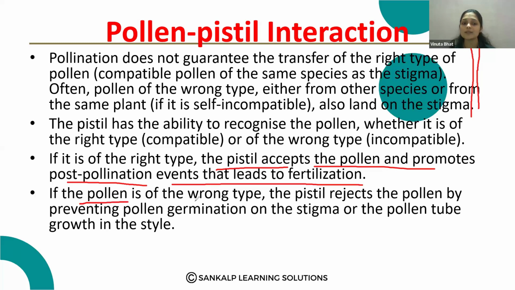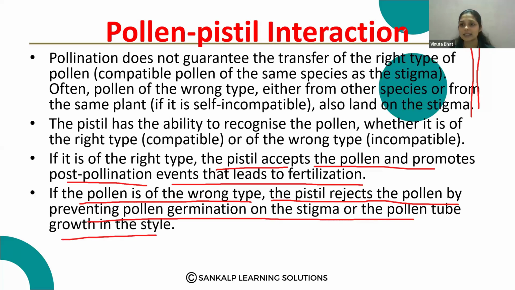If the pollen is of the wrong type, the pistil rejects the pollen by preventing the pollen germination on the stigma or the pollen tube growth in the style. Here the stigma does not allow this pollen grain to germinate if it is a wrong type pollen grain. If it is a wrong type, nothing happens, the stigma will not give permission to germinate. So that is called a pollen pistil interaction.